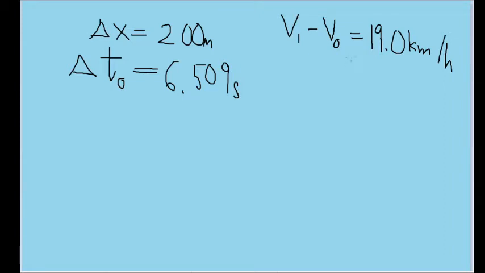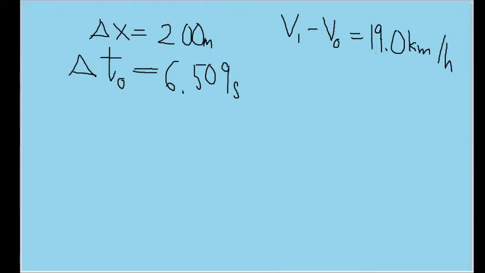So I'm using the sub 0 to represent Huber's variables, and the sub 1 to represent Whittingham's variables. We are asked to find Whittingham's speed through the 200 meter. First off, let's note that we're not actually told what Whittingham's speed was. We're only told that he beat Huber by this amount, 19 kilometers per hour. Therefore, let's first find out what Whittingham's speed actually was.